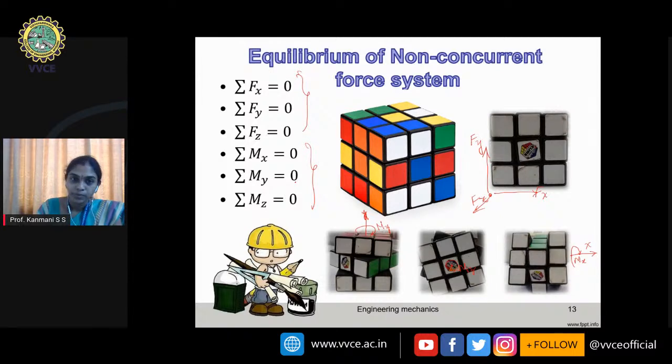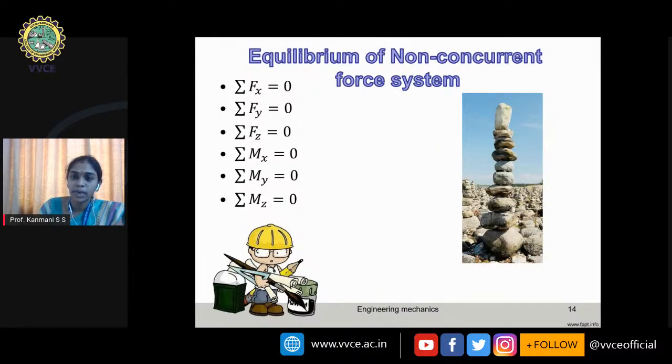Now, moving to the next part, I have taken one natural example that we all see, the stack of stones. If you want to stack the stones one above the other, you knowingly or unknowingly make sure that the body does not move in the x direction, y direction, or rotate about the z direction. You are ensuring that it's not rotating in any direction, not moving in any direction. So it is balanced on one position and you're stacking the stones on the same position, one above the other.